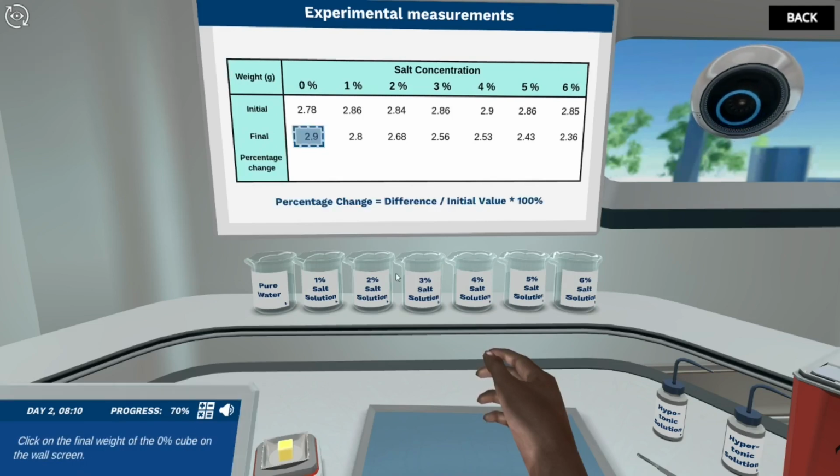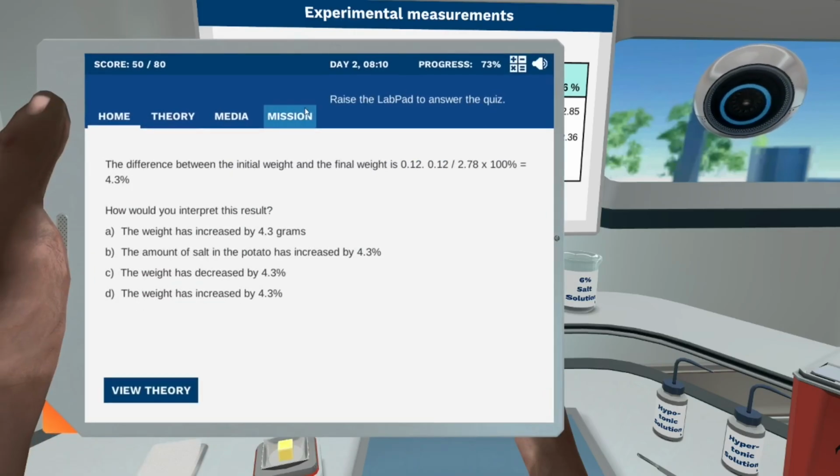Click on the final weight of the 0% cube on the wall screen. In order to calculate the percentage change, we need to divide the weight change by the initial weight and multiply it by 100%. Now click on the initial weight to make the calculation. The difference between the initial weight and the final weight is 0.12. 0.12 divided by 2.78 times 100% equals 4.3%.